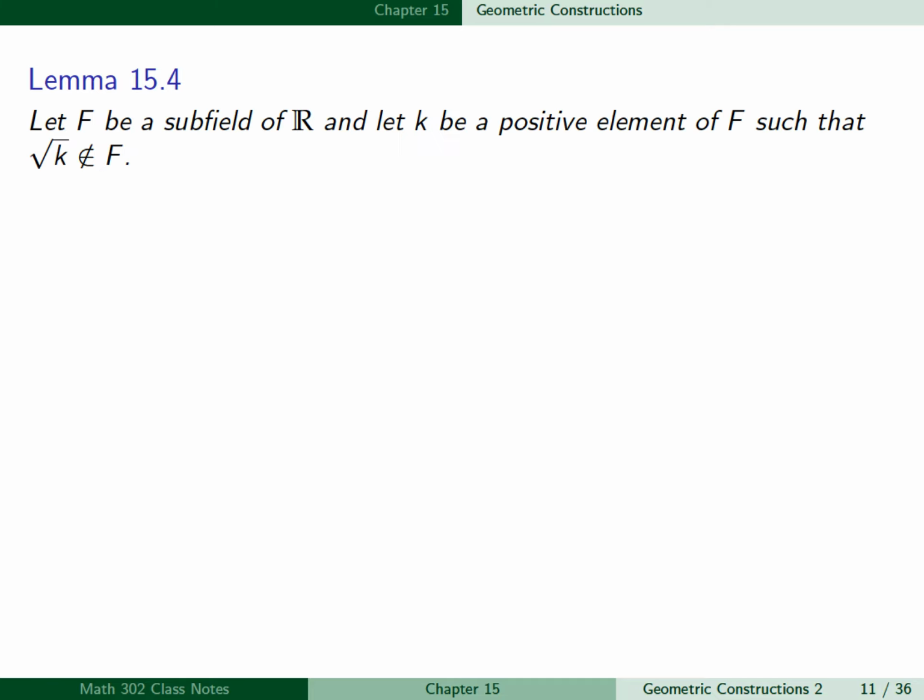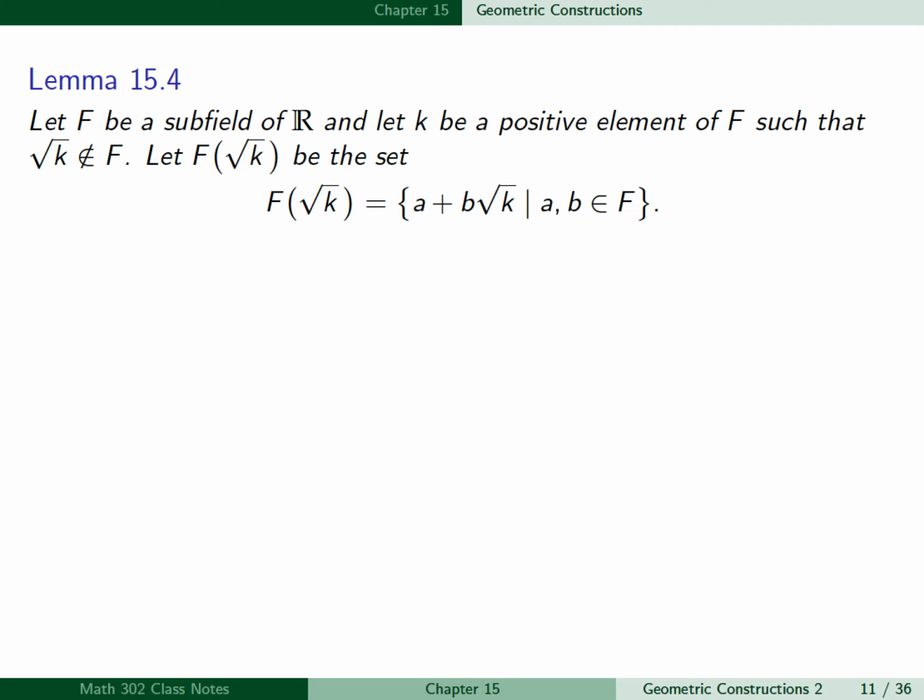So next, Lemma 15.4 states: let F be a subfield of R and let k be a positive element of F such that the square root of k does not belong to F. And let F(square root of k) be the set of elements of the form a plus b square root of k, where a and b belong to F.